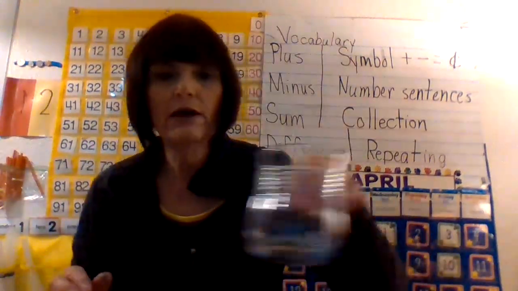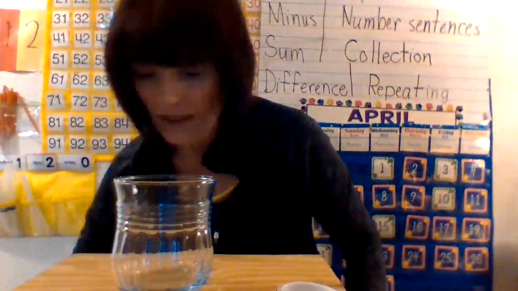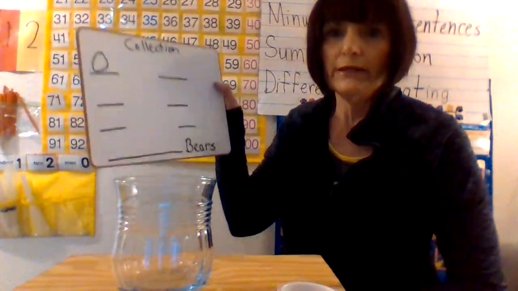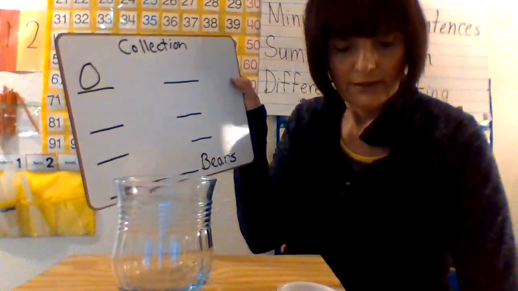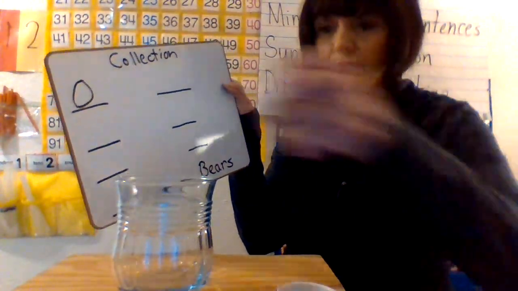All right, let's go ahead and get started. I would like to start with making our collection. I'm going to do a collection of bears. So I'm starting with 0 bears. So I'm going to make a line and write 0 on it. I started with 0 bears. I think I'll add 4 bears.